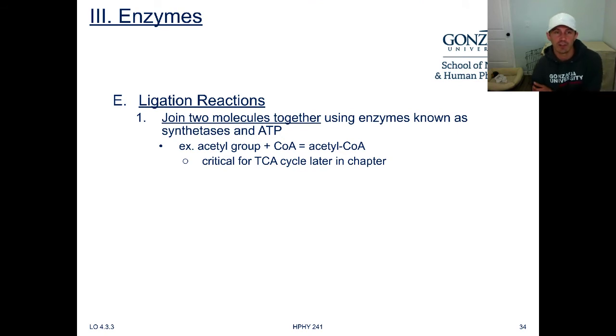All right, last group of reactions are ligation reactions. So joining two entire molecules together. They use a specific type of enzyme known as synthetases. And we do talk about this a little bit, but there's not a lot I want you to know about ligation reactions, to be honest, okay? An example of this that we'll get to very quickly is when we talk about adding CoA to an acetyl group to create a molecule known as acetyl-CoA. That is technically a ligation reaction.